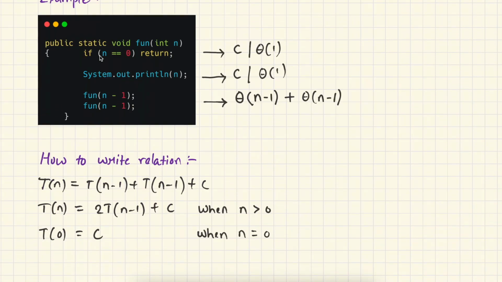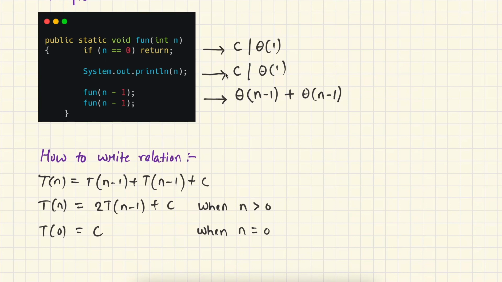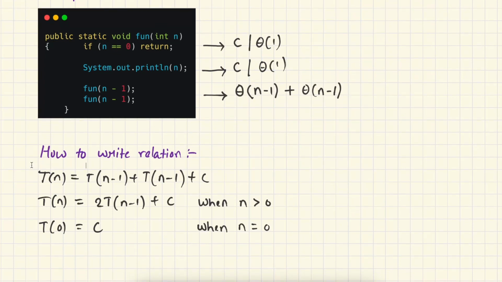In this example, let's find out how much work we are doing in this function. The first line is a constant operation, the second line is also a constant operation, and the third and fourth lines we can write as theta of n minus 1 plus theta of n minus 1, because this function is doing n minus 1 amount of work in the third line and again n minus 1 amount of work in the fourth line. So we can write it like this. Now let's write the recurrence relation of this function. The recurrence relation comes out to be: the time taken by this function when our input is n is equal to the time taken by this function for n minus 1, plus the time taken by this function again for n minus 1, plus constant.